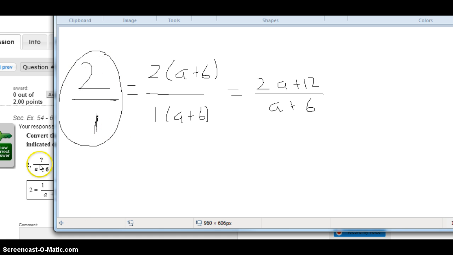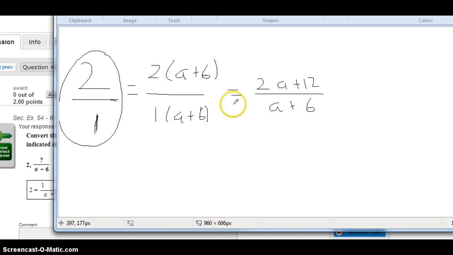And then you want to convert that so that the bottom is a plus 6. So you're going to multiply on bottom by a plus 6. And if you multiply on bottom by that, you have to multiply on top by that as well. So then on bottom, you'll just get 1 times a plus 6, which equals a plus 6, which is what you wanted. And on top, distribute.